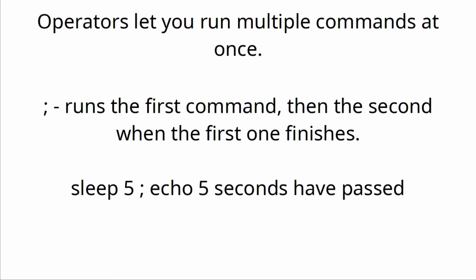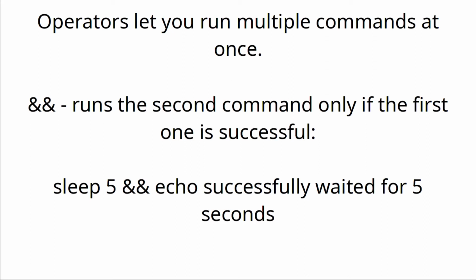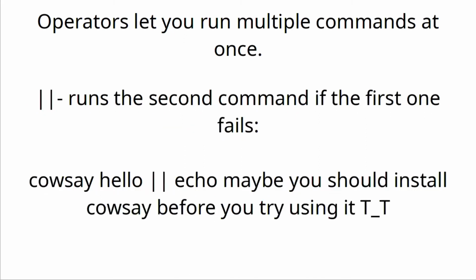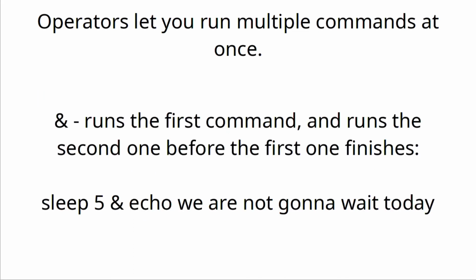Operators allow you to run multiple commands at once. There are 4 that I'm gonna discuss. Semicolon: this runs the first command, and then the second command when the first one finishes. Double ampersand: this will only run the next command if the one before it is successful. Double pipe: this is the opposite of and, it only runs the second command if the first one fails. Single ampersand: this is like the semicolon, but it runs the next command immediately instead of waiting for the first one to finish.